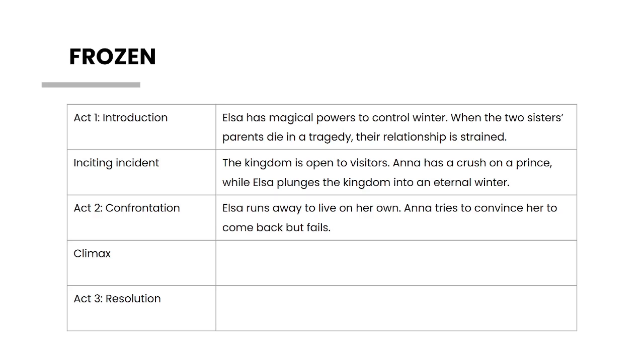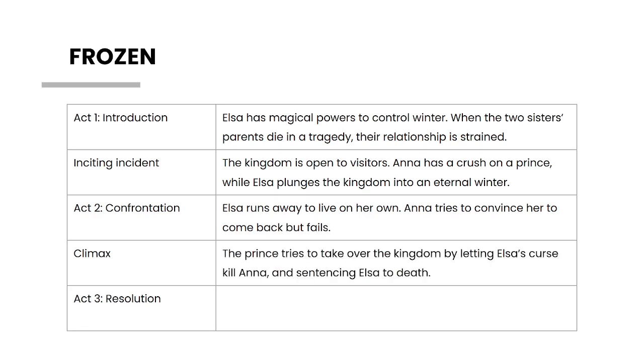Anna stops the prince from cutting down Elsa. Yeah. So basically, you guys are right. The prince tries to take over the kingdom by letting Elsa's curse kill Anna and sentencing Elsa to death. Then love cures the curse and everything resolves, right? And then everything is wrapped nicely in bow ties and they live happily ever after.